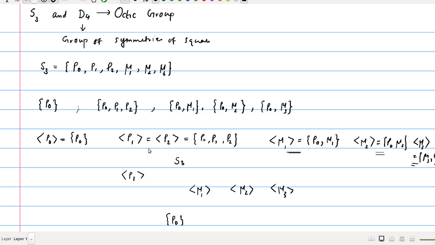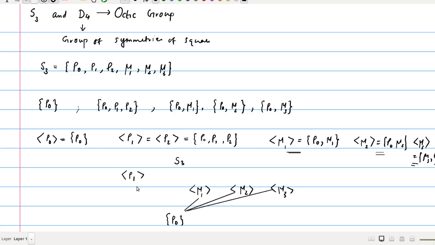Once you collect all the subgroups of a group and place them in different levels according to their number of elements, you can connect all these subgroups using arrows. I put an arrow like this. This means that the subgroup in the lower level is a subgroup of the next higher level. So the singleton set rho naught is a subgroup of mu1. Similarly, the singleton set rho naught is a subgroup of mu2 as well, and mu3.